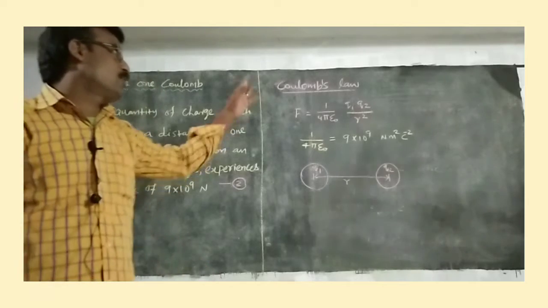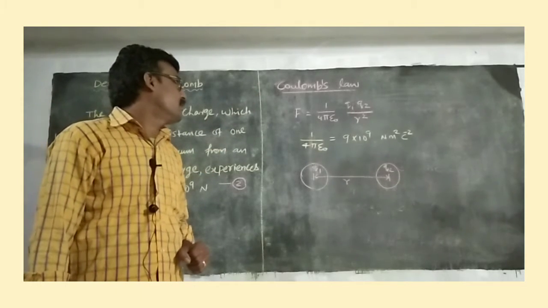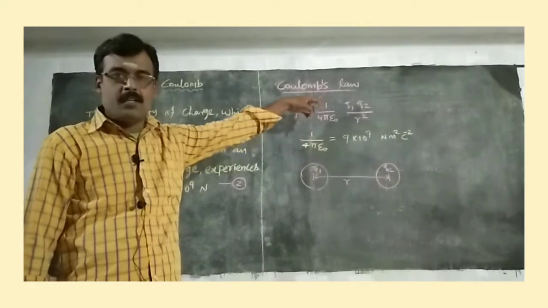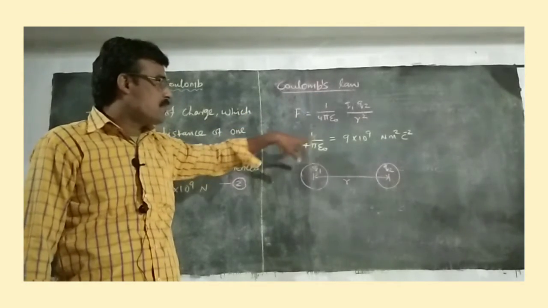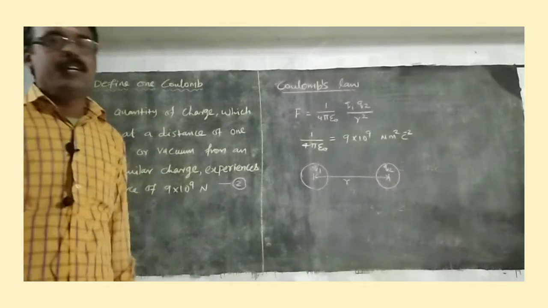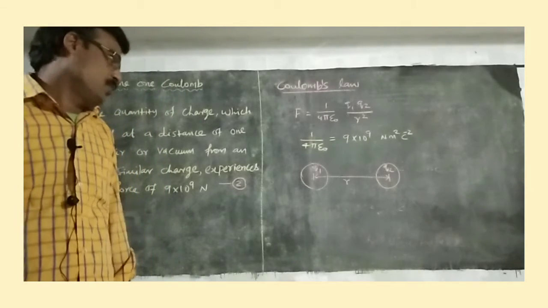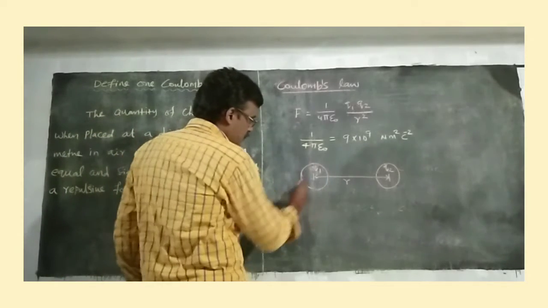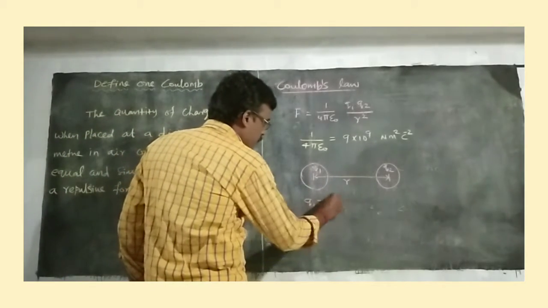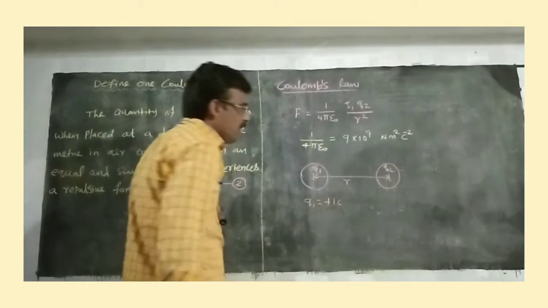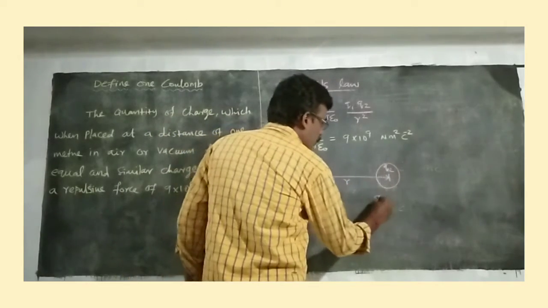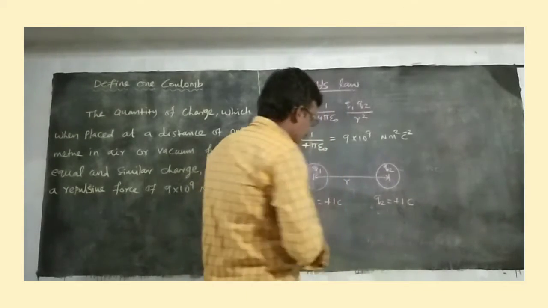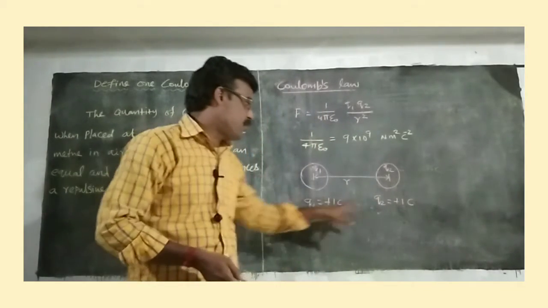We have discussed in Coulomb's law that F is equal to 1 by 4 pi epsilon naught Q1 Q2 by R square, where 1 by 4 pi epsilon naught is equal to 9 into 10 to the power of 9 Newton meter square C power minus 2. Here, for Q1 we are going to consider plus 1 coulomb. In the same way Q2 also we consider plus 1 coulomb. Consider both as positive charges.